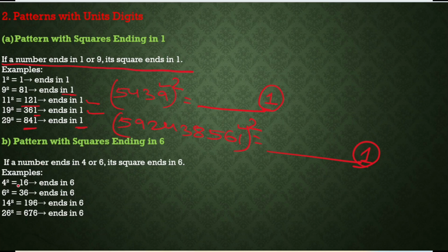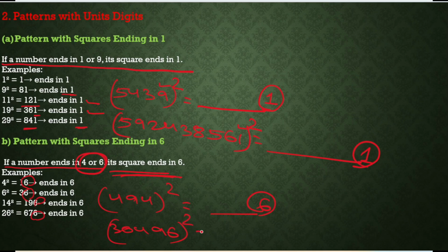Similarly, the square of 4 is 16, the square of 6 is 36, the square of 14 is 196. So all end with 6. So if a number ends in 4 or 6, its square ends with 6. For example, the square of 494, or the square of 30496: the unit place should be 6. So remember, if a number ends in 4 or 6, the square ends in 6, and if a number ends in 1 or 9, its square ends in 1.